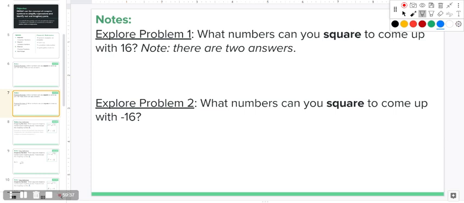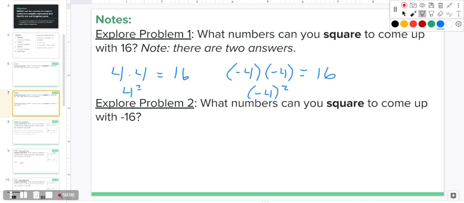The first thing we can think of is 4 times 4, or another way to write that is 4 squared. That would equal a positive 16, so that's a positive times a positive. Another way that we can get that is to use negative 4 squared. Negative 4 times negative 4, we'll get a double negative, which will come out to a positive and give us 16. So another way to write that would be negative 4 squared.